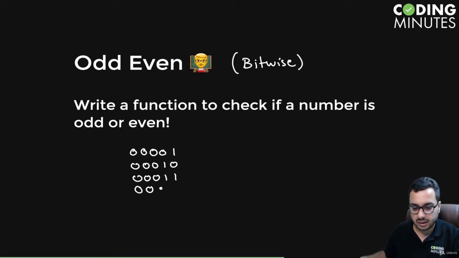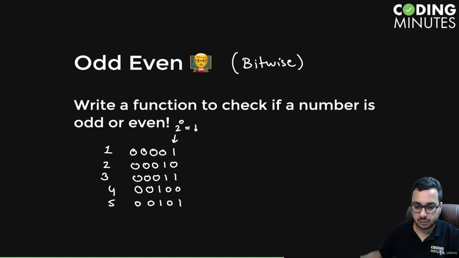So I'm writing for this number is 1, this number is 2, this number is 3, this number is 4, this number is 5. One thing you can clearly observe is for odd numbers the last bit is 1, and it contributes 2 raised to the power 0, that is 1, to the answer, and that is what makes the number odd. Everything else is an even number. That means the last bit decides whether the number would be odd or even.